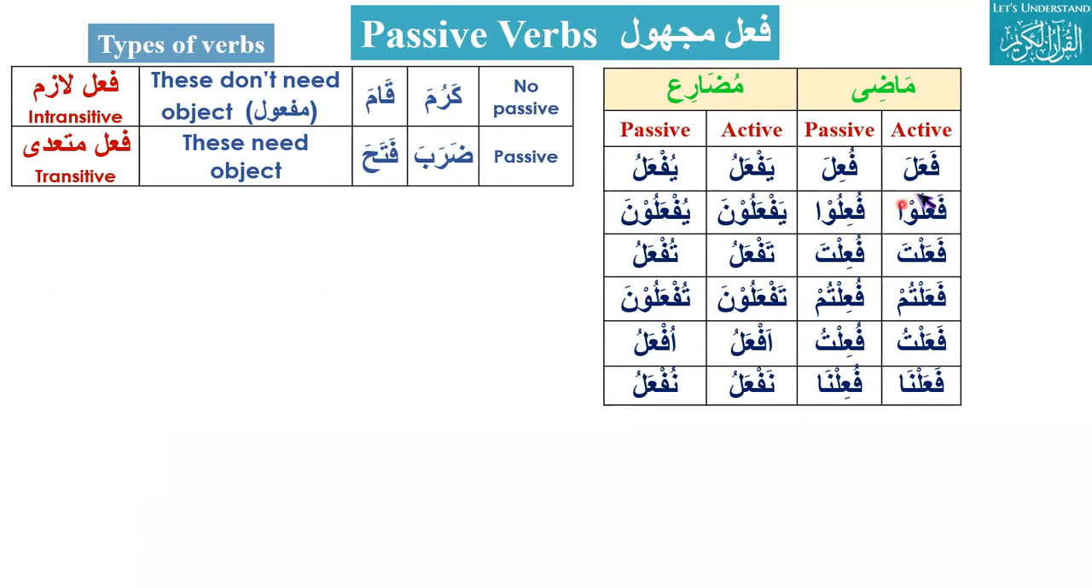Okay, now the next task is to make this madi active into passive. Fataha, futiha; fatahu, futihu; fatahta, futihta; fatahtum, futihtum; fatahtu, futihtu; fatahna, futihna. Okay. Fataha means? He opened.